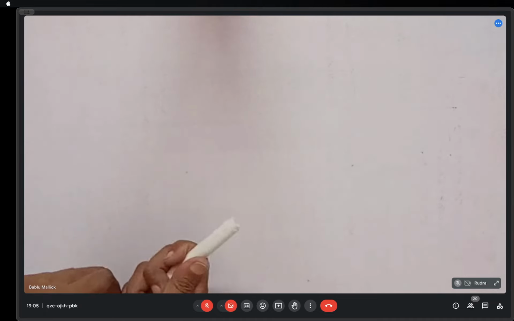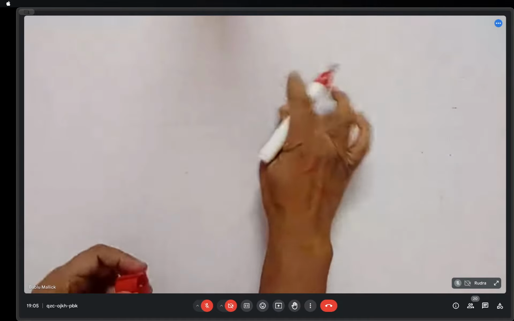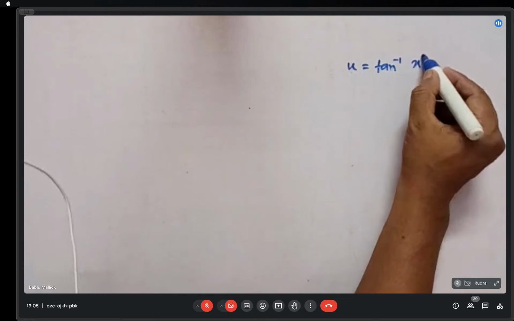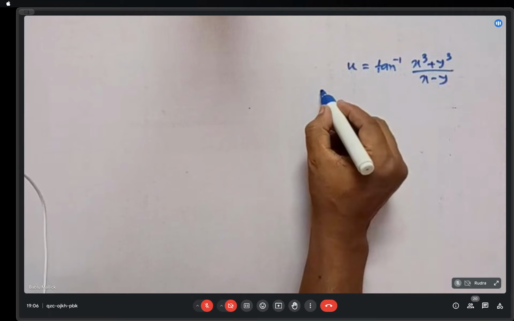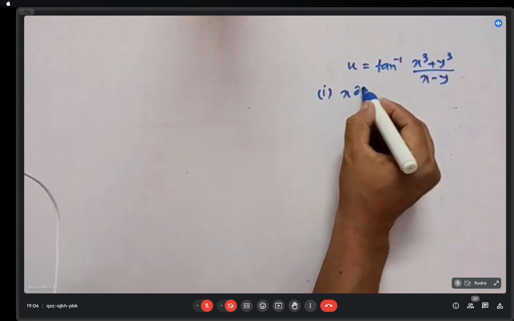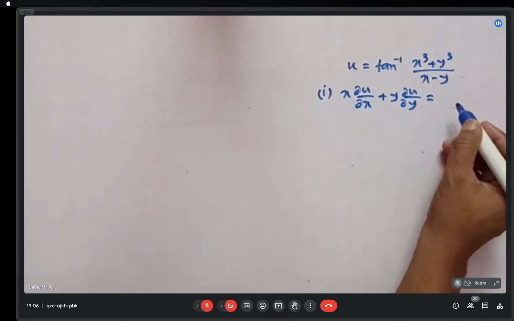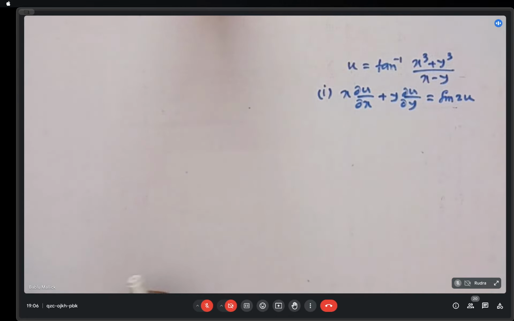Write, the question is this: if u is equal to tan inverse of (x cube plus y cube) divided by (x minus y), then prove number 1, x into del u del x plus y into del u del y is equal to sine 2u.